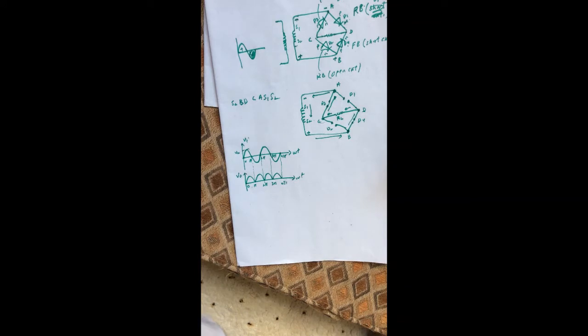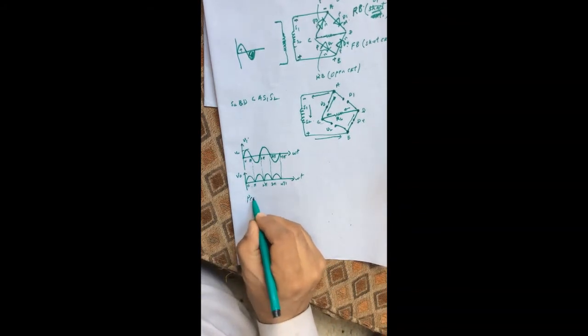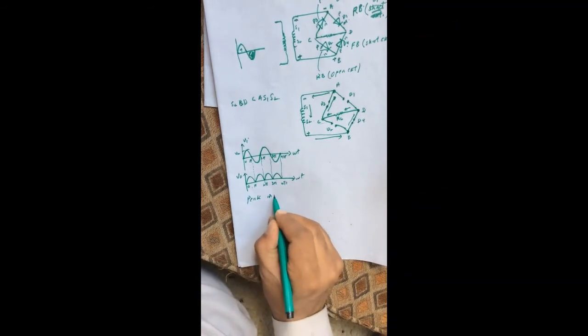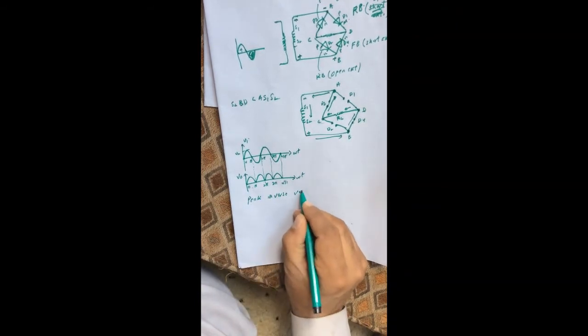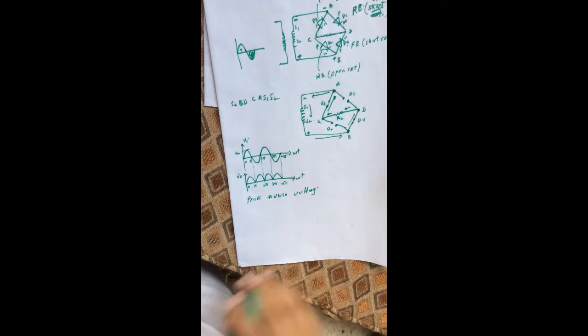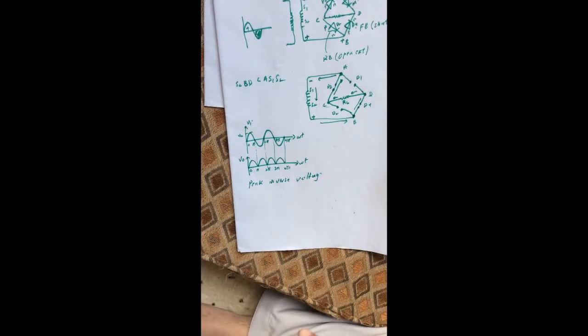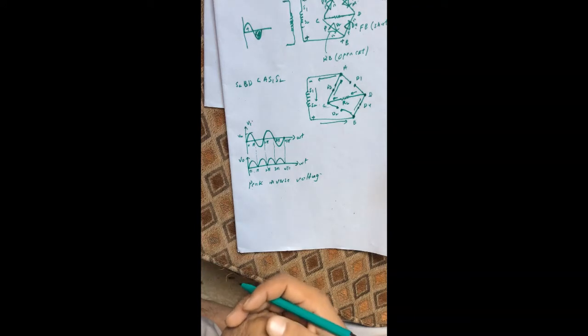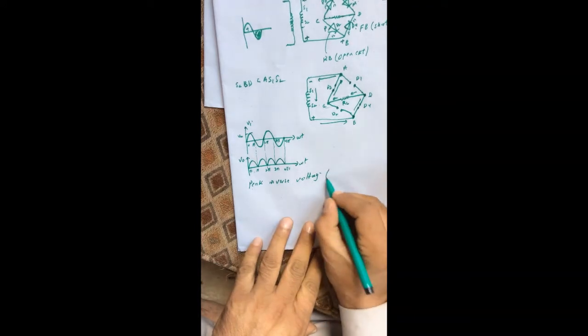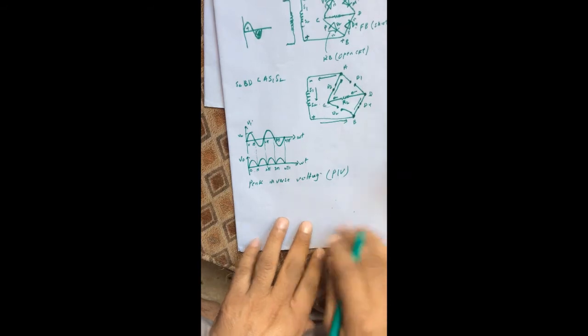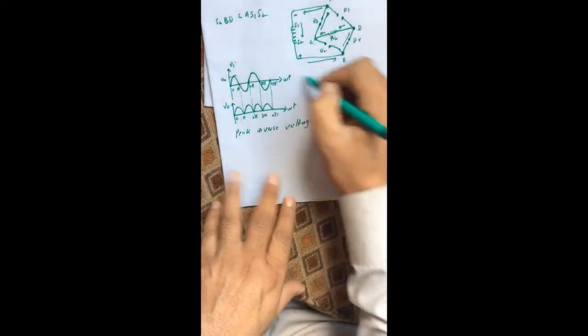Now we will calculate what we call the peak inverse voltage, PIV. What is peak inverse voltage? We already defined it. The maximum voltage that a diode can withstand in reverse bias is called peak inverse voltage, and it is always represented by PIV. Now I will consider the simplest case.